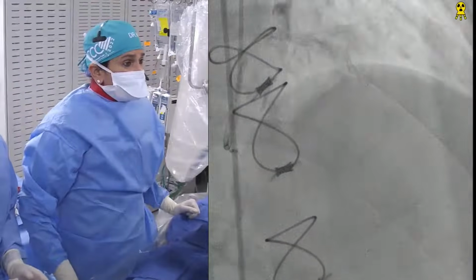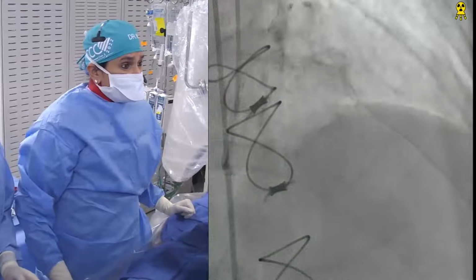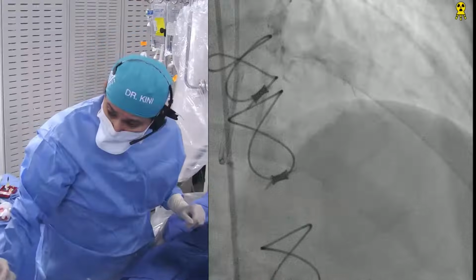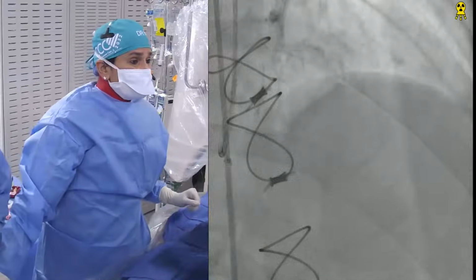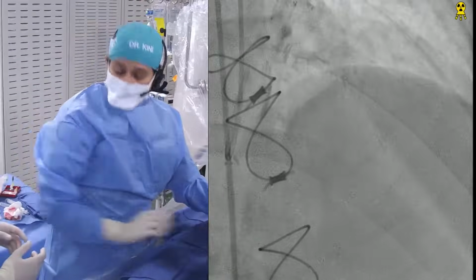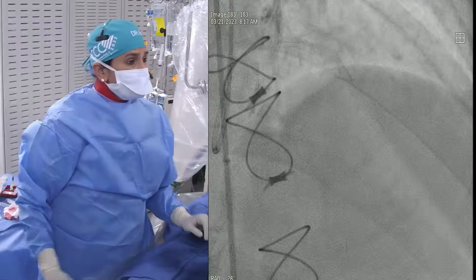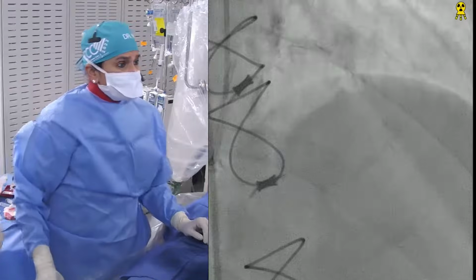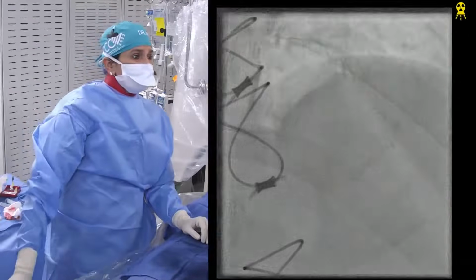So the plan will be we will do OCT first, but then definitely rotational atherectomy, right? Do you want to magnify first a little more? No, just there. I think we do direct wiring. Understood.